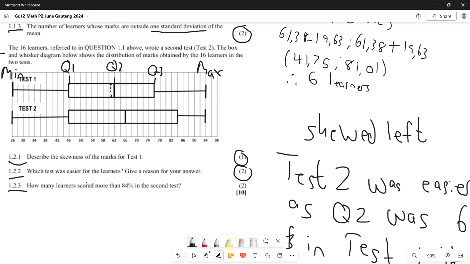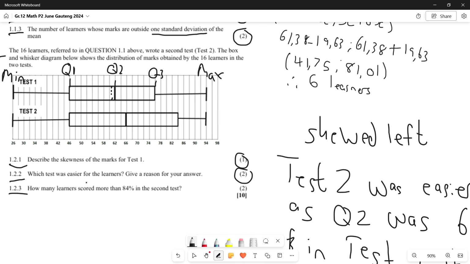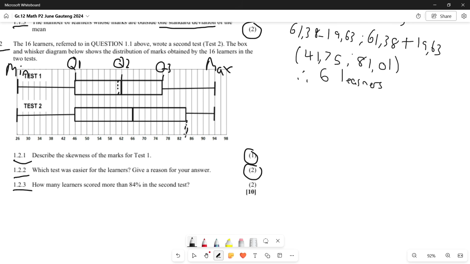How many learners scored more than 84% in the second test? Okay, so 84%, this lines up over here. 84% is the end of our Q3 over here, which means that we have 25% of people in this range higher than 84%, okay? Which means that there were 16 people, 16 learners that wrote these tests.